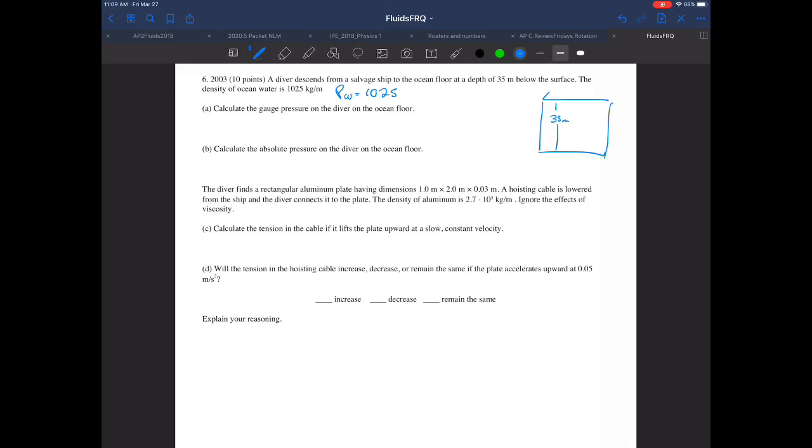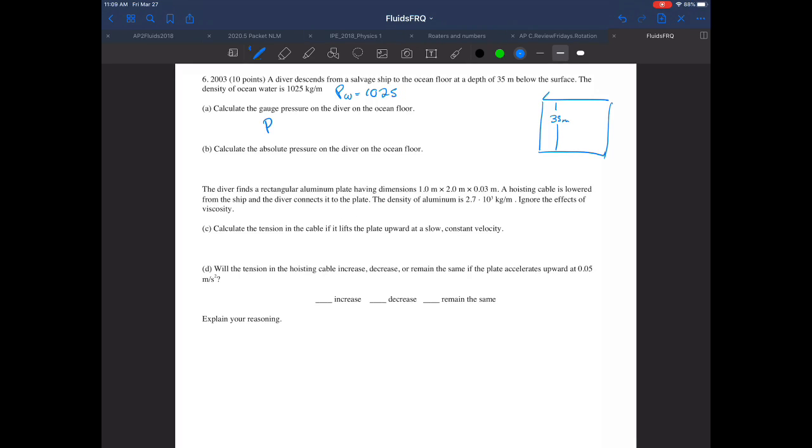All right, let's review some fluids free response for you. So a diver descends on a salvage ship 35 meters below the surface. The ocean water density is 1025 kilograms per meter cubed. Calculate the gauge pressure. What is gauge pressure? That just means don't include the atmosphere, or all our numbers would be really large.